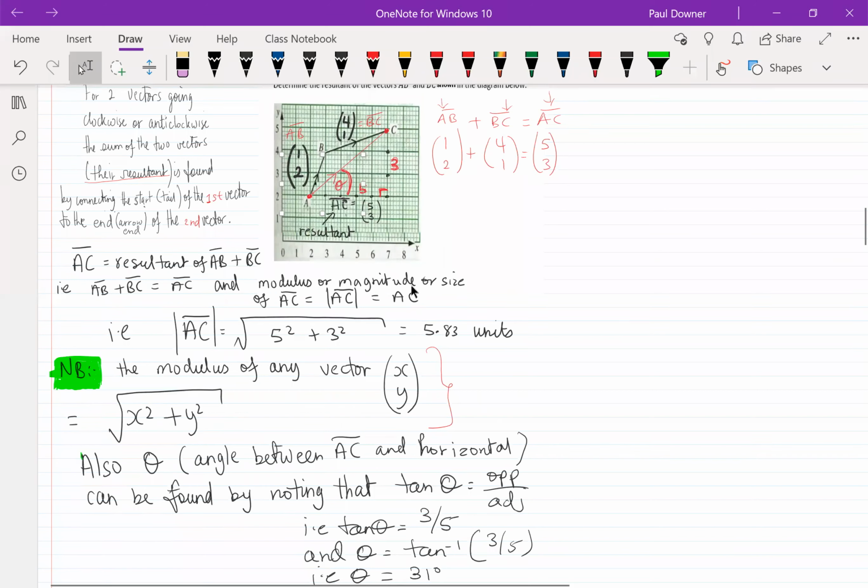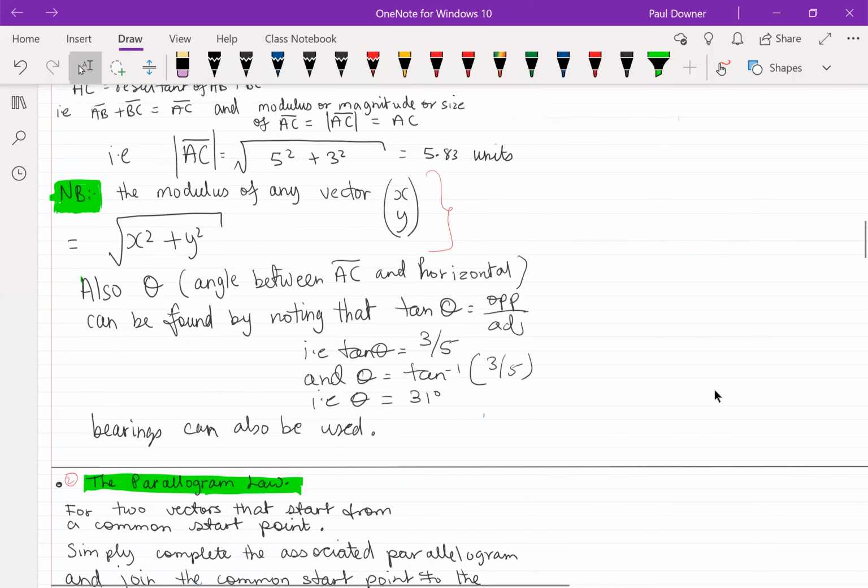Another way of stating the direction of that resultant AC would be to state a bearing, right? So bearings could also be used, right? And or you could state a direction relative to another known vector.